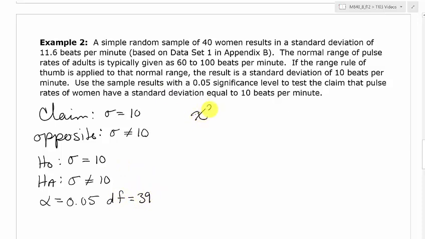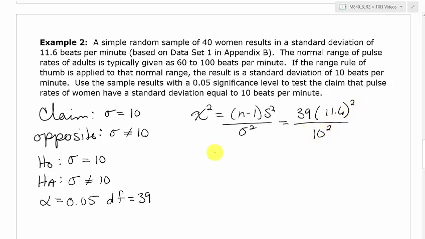Next, we need to calculate our chi-squared statistic. So that's n minus 1 times s squared over sigma squared. N minus 1 is 39. S is 11.6, our sample standard deviation, and we want to square that, divided by our population standard deviation, which is 10, and then square that. When you calculate this, you should get 52.478.